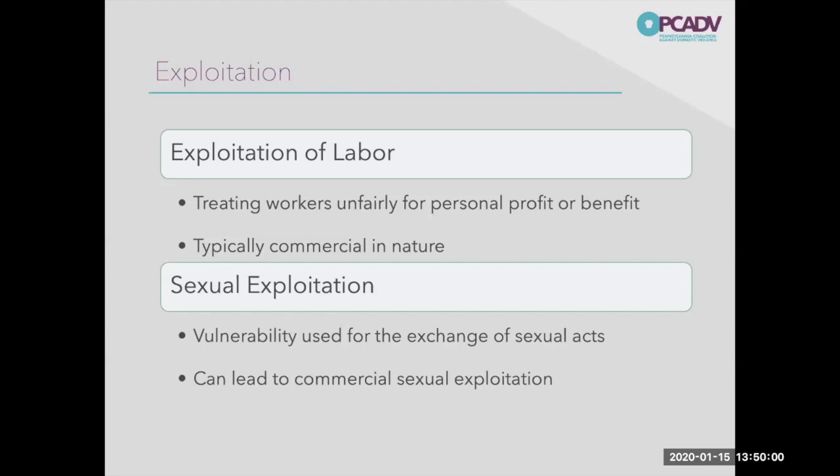We then have sexual exploitation, which is when vulnerabilities are used for the exchange of sex acts. So that scenario that I talked to you about before, where somebody may say, hey, I'll get you some food, but first you have to perform a sex act, that may not rise to the level of commercial sexual exploitation, but it can certainly lead to it. But it is a form of sexual exploitation.